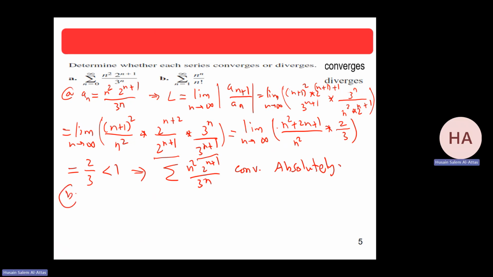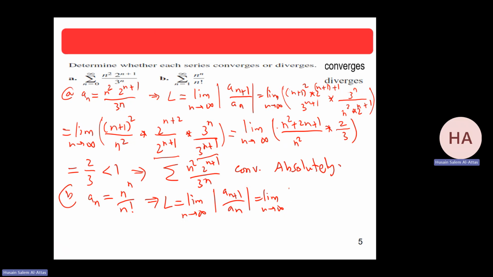Part B. What is it? What is a_n? a_n is n to the power n over n factorial. So we'll find L. L will be the limit as n goes to infinity of a_(n+1) over a_n. Be careful here. Do you need the absolute value? No, everything is positive. No need for the absolute value.